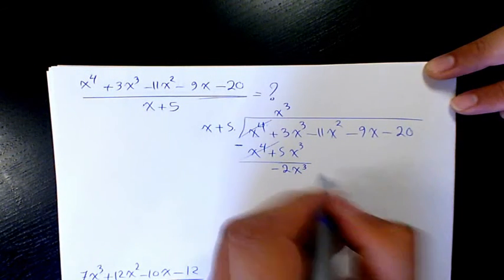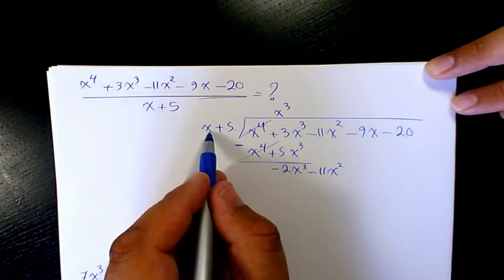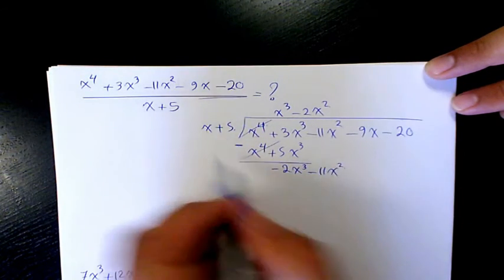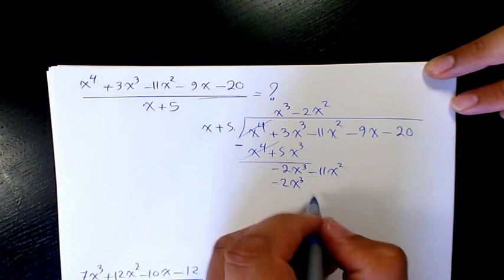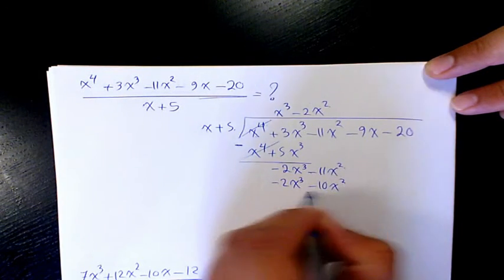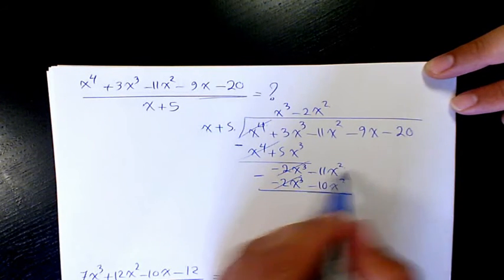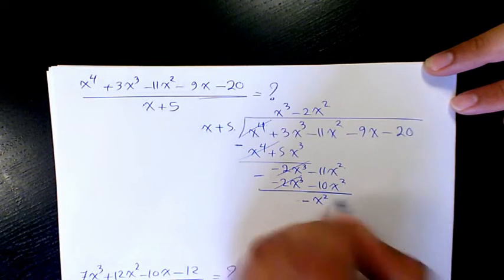3x cubed minus 5x cubed is going to be negative 2x cubed. You bring the next term down because you need to have two terms. Negative 2x cubed divided by x is going to be negative 2x squared. Negative 2x squared times x, negative 2x cubed. Negative 2x squared times 5 is going to be negative 10x squared. When you subtract it, these two cancel out. Negative 11x squared minus negative 10x squared is going to be negative x squared.